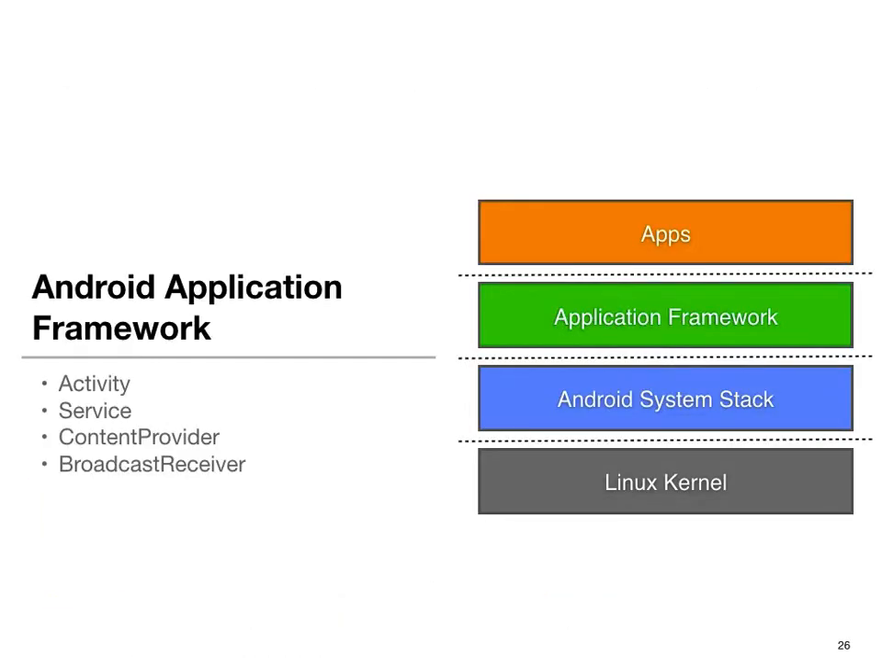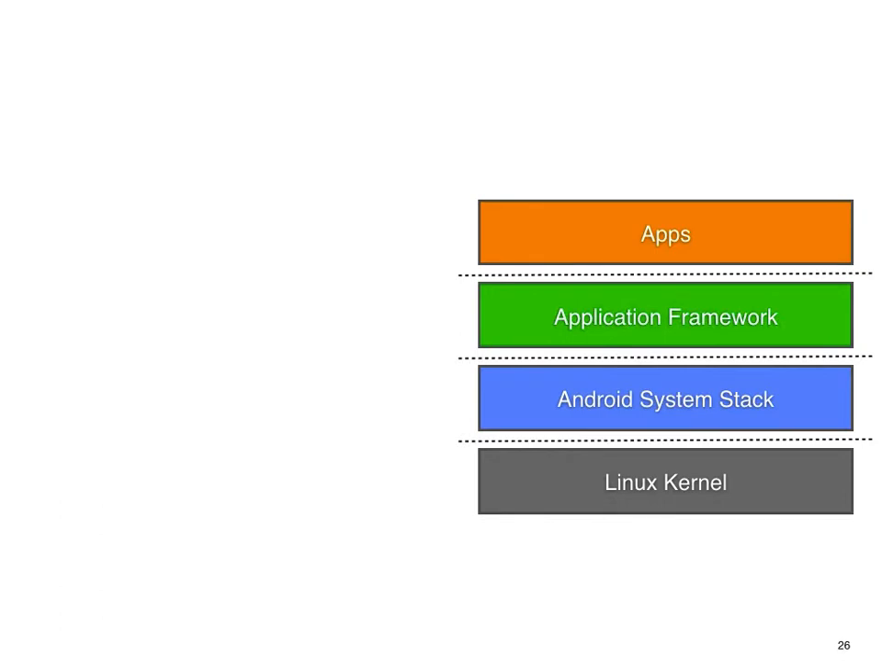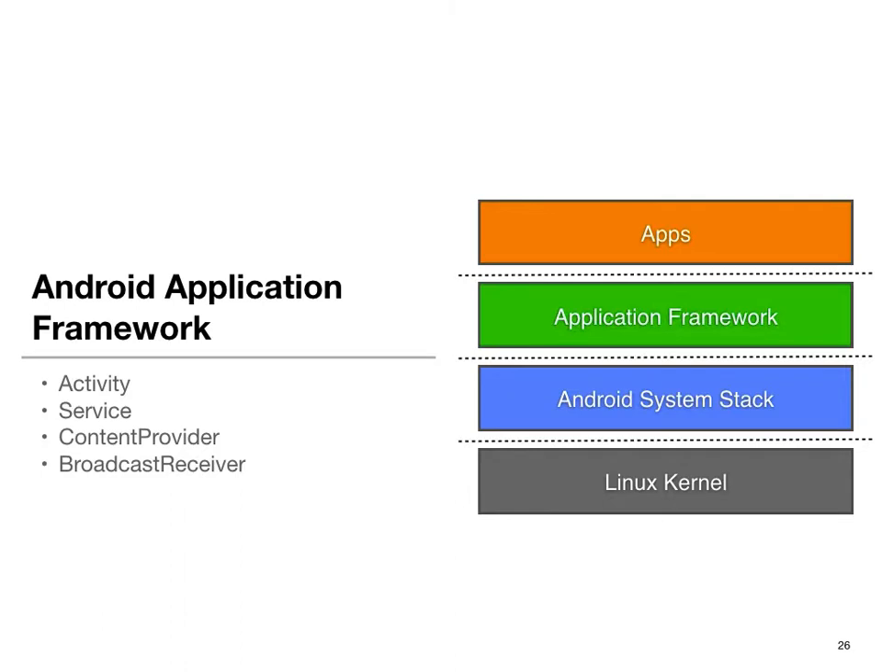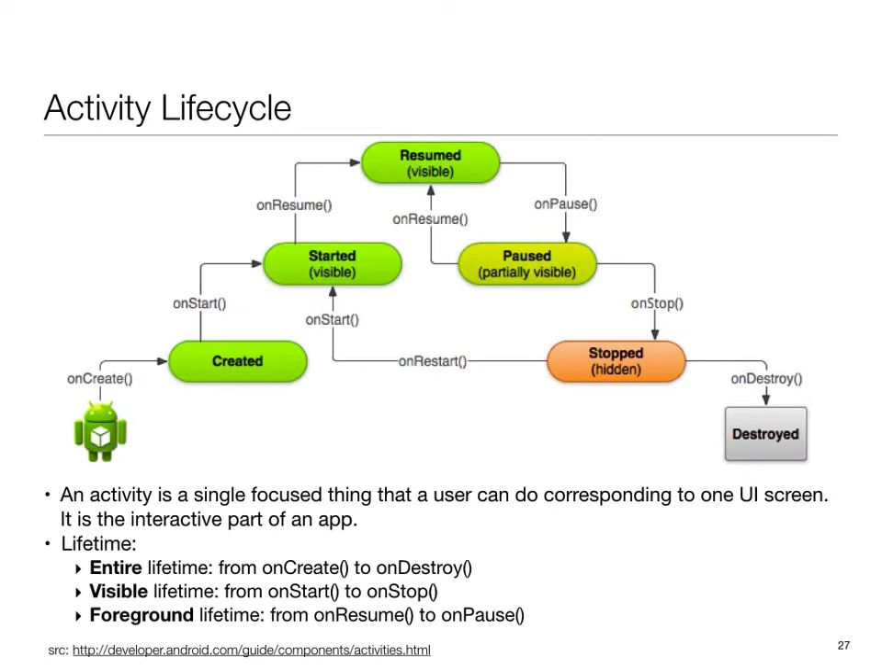So this is the Android application framework. We're going to go through some of these components, starting from the Android application framework, and in particular, we'll talk today about activities, services, content providers, and broadcast receivers. An Android activity is the main component of your applications. It's a single focus thing that a user can do, corresponding to one UI screen. When you start an app, it will typically call a main activity, which is essentially your entry class, your main function.